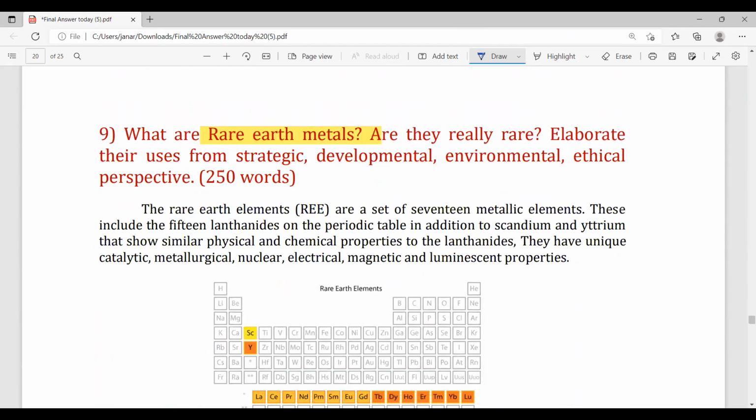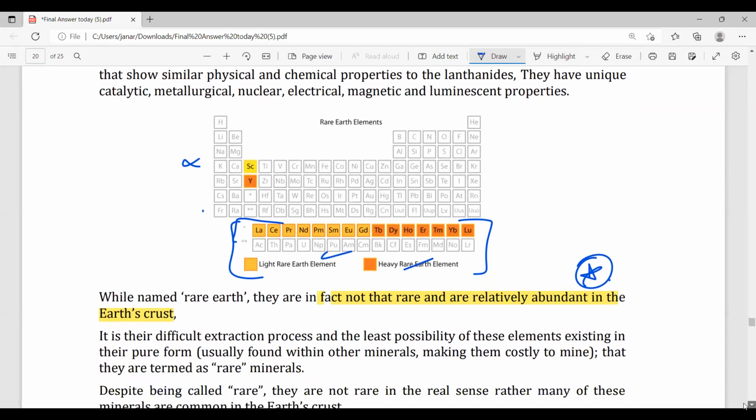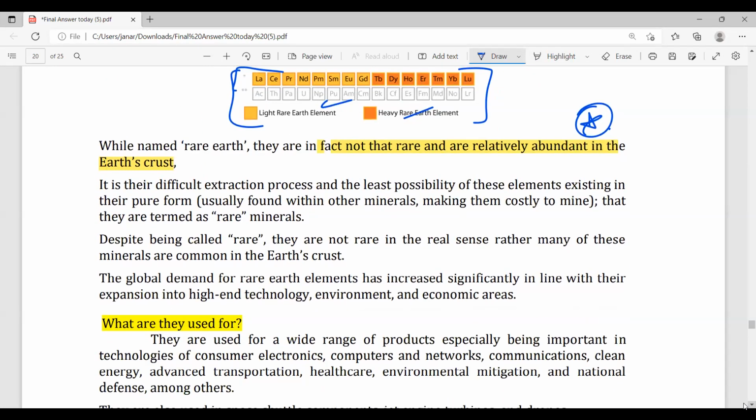Fine. Rare earth metals, this also we saw yesterday in the periodic table. This is being detected here. This is just for understanding. No need to write this, that there are these elements which are light rare earths and heavy rare earths, which are relatively less available. They are in fact not that rare and are relatively abundant in Earth's crust. Rare earths are abundant in Earth's crust, but few countries are dominating in their production.